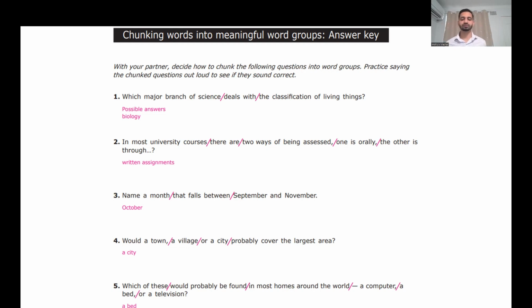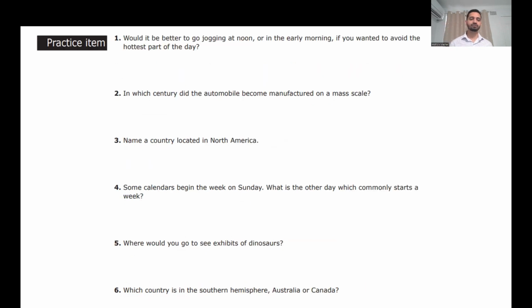So this is one possible way of chunking together. In the start, we did say that there is more than one way of chunking the words together. So if you don't get it exactly right, it's completely fine. But you should be able to make sense of what you're saying when you're speaking, in a way of chunking the words in meaningful word groups. Okay. Cool, sounds good. So now we've got practice.